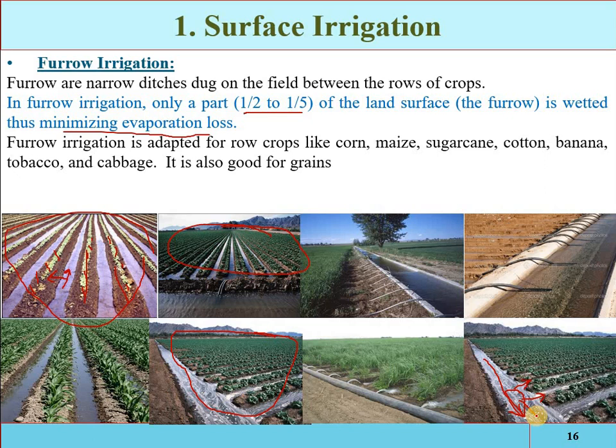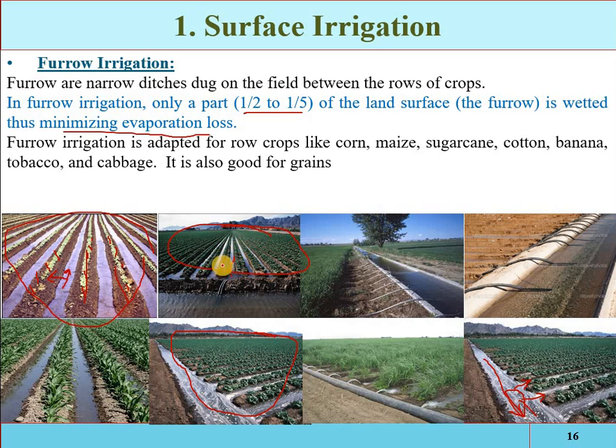In this method the farm is divided into furrows, and the crops are grown on these rows, for example tomatoes, potatoes, or maize. As we have discussed, almost half of the surface is wetted, so the evaporation losses will be very much reduced. A furrow consists of a narrow ditch between rows of plants. Actually this is the furrow between the two rows of crops, this one and this one.